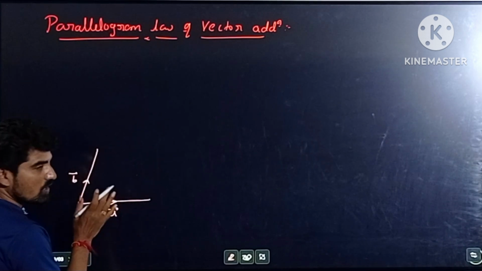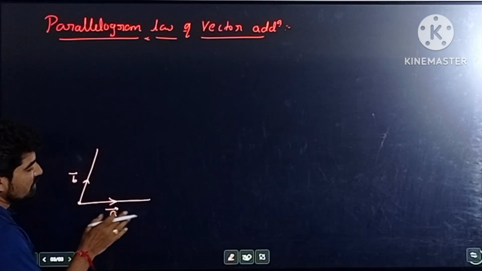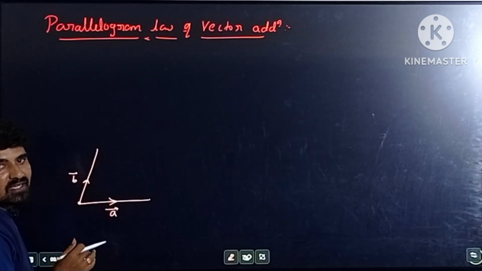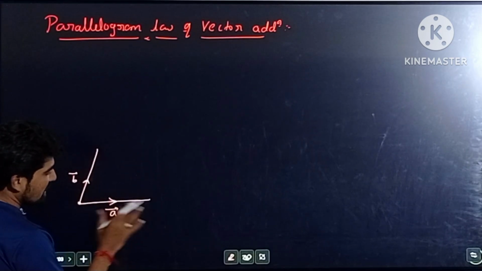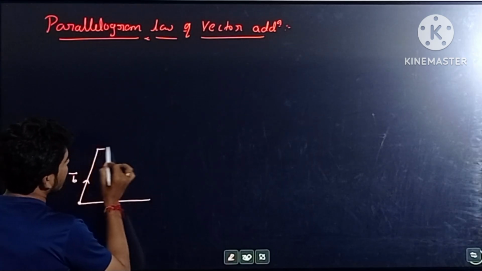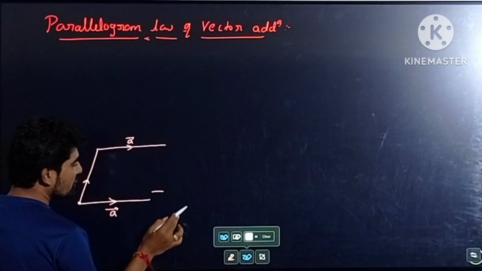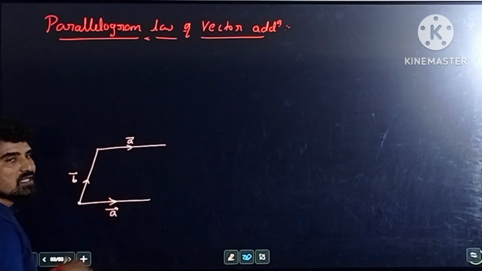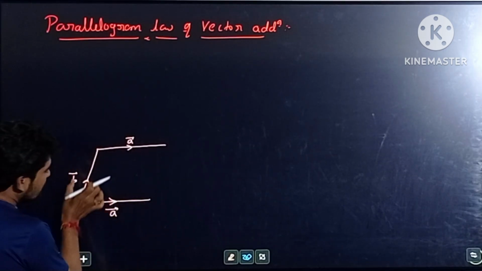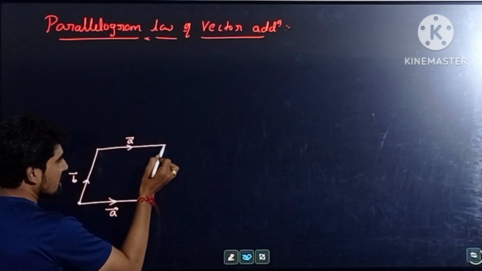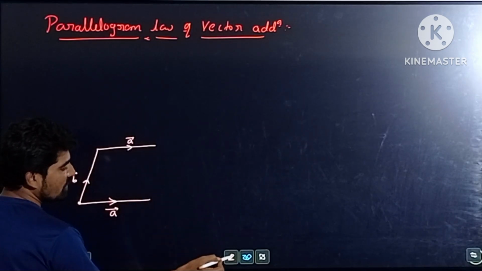As you know, the property of the parallelogram is that opposite sides are equal and parallel. It means if this side is the A vector, then this opposite side is also the A vector, since they are equal, meaning the magnitude as well as the direction is the same. And if this is the B vector, then its opposite side also represents the B vector.